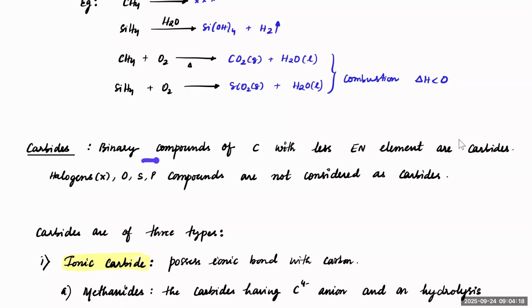Binary compounds of carbon with less electronegative elements are carbides. That means if carbon is connected with some metals, it becomes a carbide. But if it is connected with a more electronegative element, like halogen or oxygen, sulfur, phosphorus, then it is not considered a carbide. I cannot say CO2 is a carbide. I cannot say CS2 is a carbide. Any metal with carbon is a carbide.